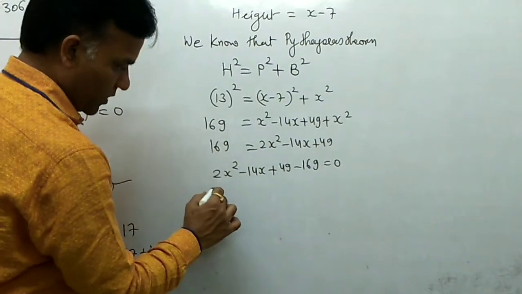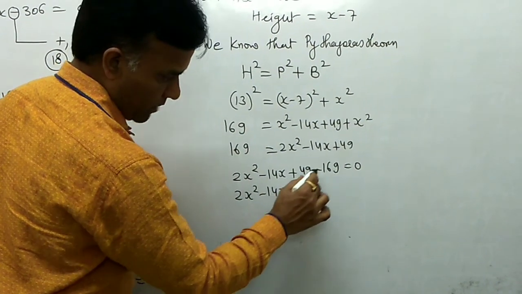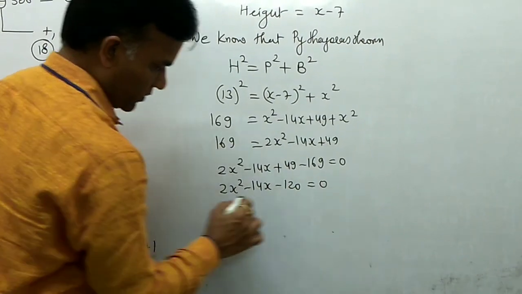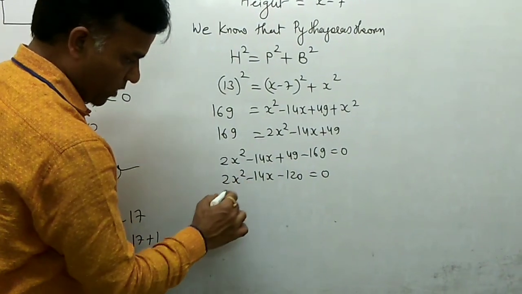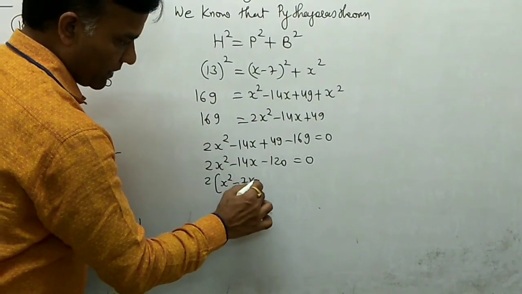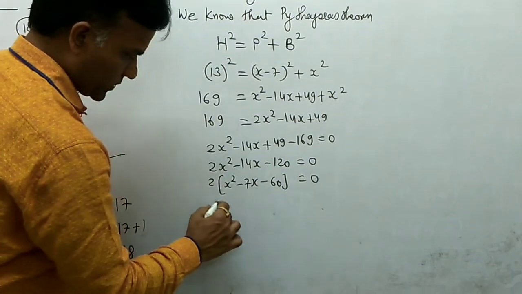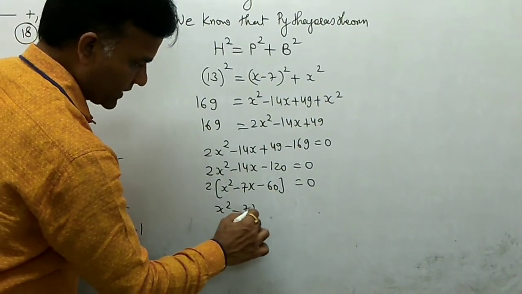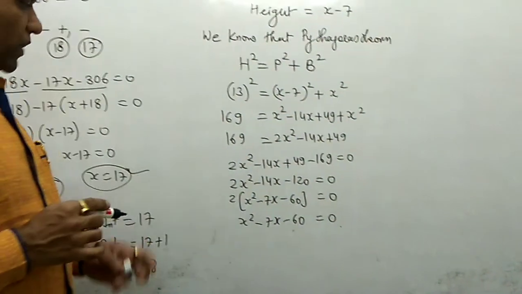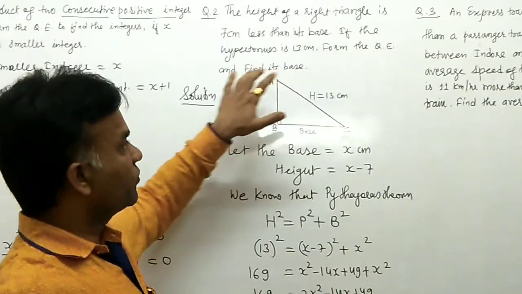Okay, so 2x square minus 14x minus 120 equal to 0, and now divide by 2 because 2 is common, so it will be taken outside: x square minus 7x minus 60 equal to 0. So you have x square minus 7x minus 60 equal to 0. Okay, so now you form the quadratic equation because there are two parts. Form the quadratic equation, find its base.